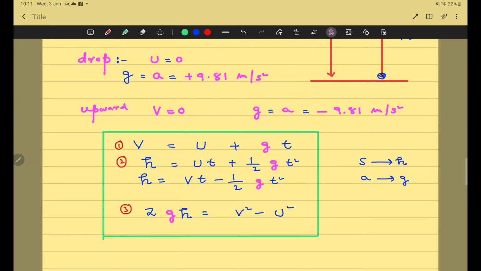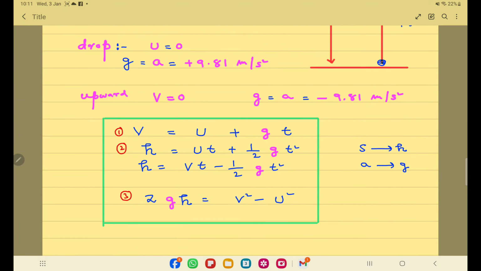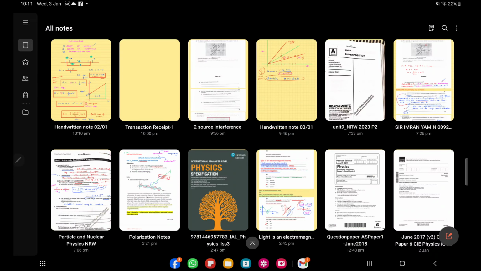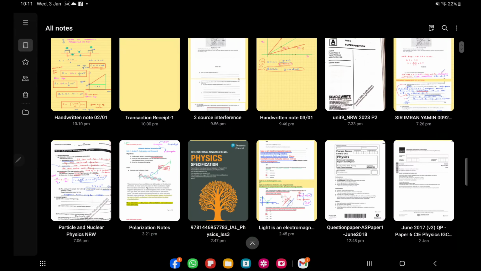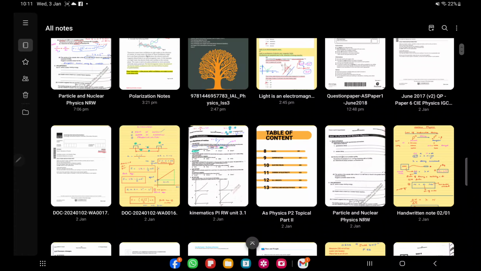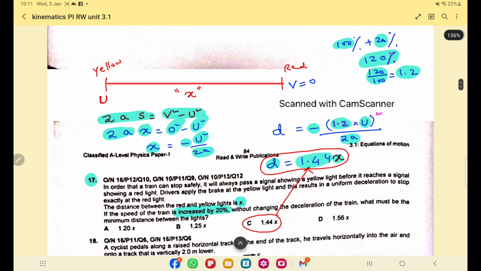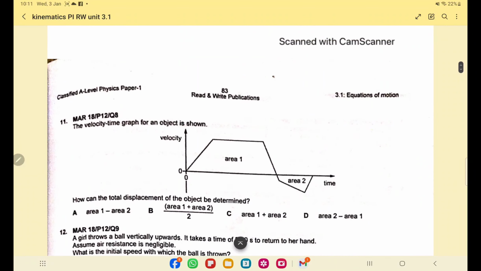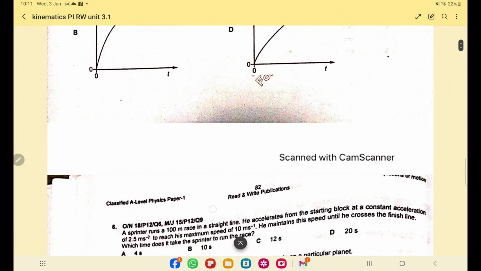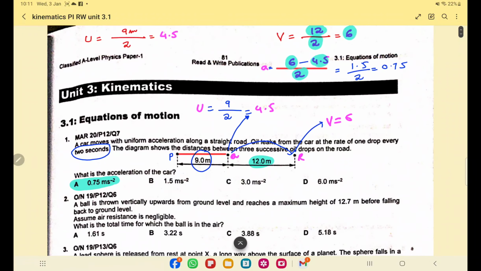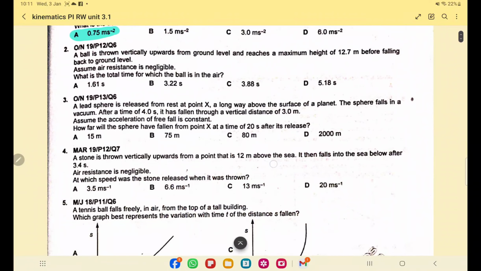Okay, beta. And now we are starting questions from the P1 book, and the P1 book is here. Yes. And now let's start questions. Question number 2.